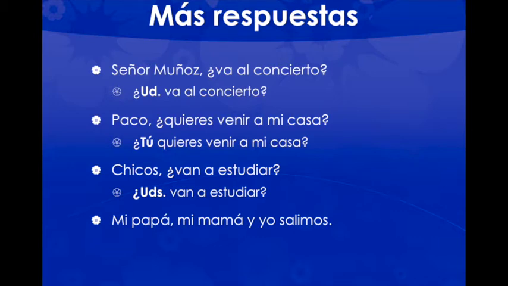Mi papá, mi mamá y yo salimos. My dad, my mom, and I leave. Nosotros salimos. Remember, anytime you have y yo at the end of a subject, whether it's my mom and I, my mom's mom and I, the whole world and I, it's going to be nosotros.